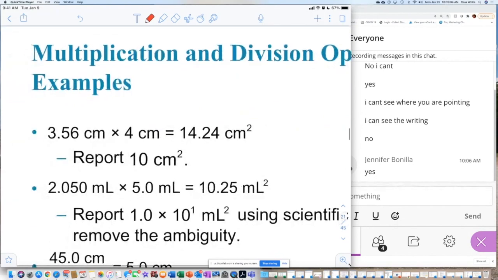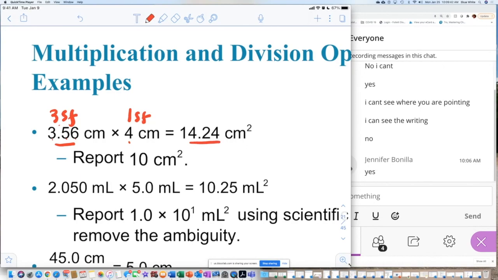Okay, so let me start with this. Remember the rules we covered last week. All non-zero numbers are significant. So this number right here has 3 significant figures, right? 3.56. All numbers are significant. This number here has 1 significant figure because I only have 1 number, right? Don't add a decimal to it and try to change it. It is what it is. 3 sig figs, 1 sig fig. So I do my multiplication on the calculator and I get this, 14.20.